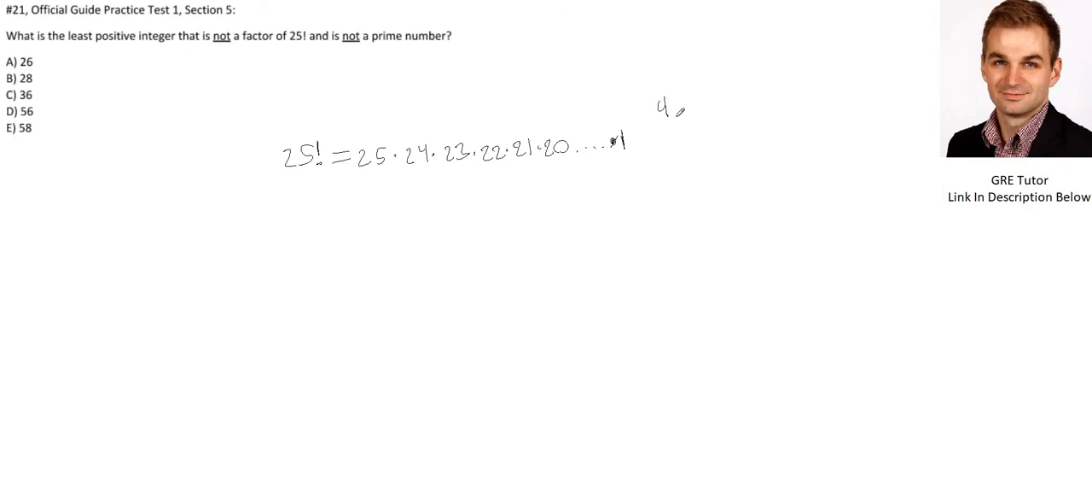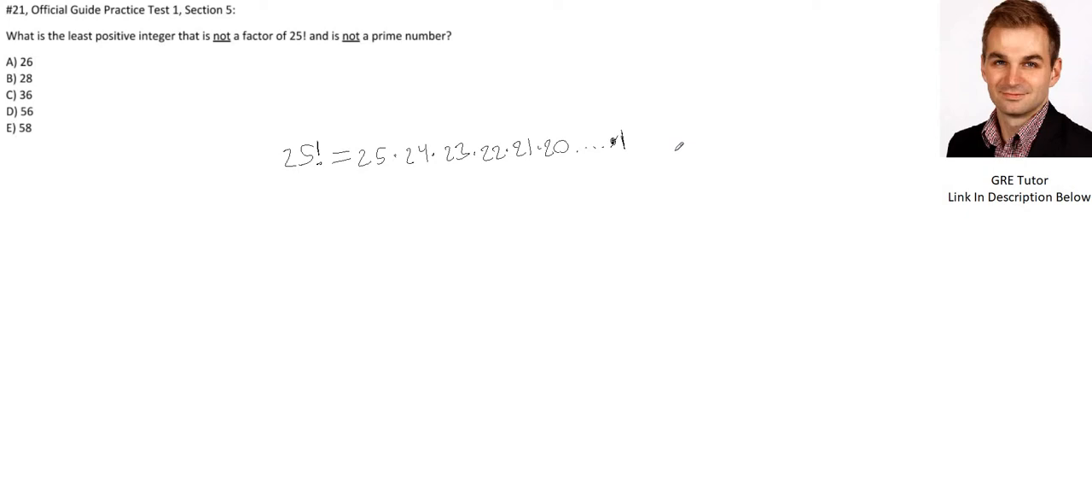So for instance, 4 exclamation mark is the same thing as 4 times 3 times 2 times 1. That's the method of what that means. So 25 exclamation mark is going to be 25 times 24 all the way down to 1. Okay, so that's what we're looking for.